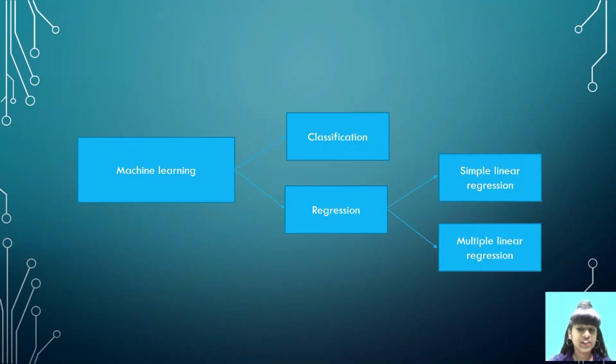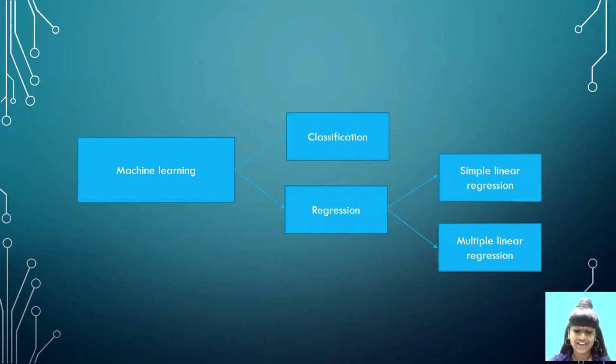As you guys know, in machine learning we have two types, that is classification and regression. I've explained what is classification in my before video. In today's video we're going to see what exactly is regression. In regression we have two types, that is simple linear regression and multiple linear regression. I'm just going to give a brief note about multiple linear regression, and in today's video we're going to mainly go through what is simple linear regression.